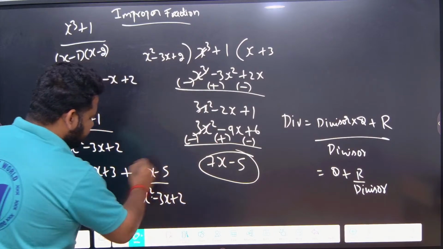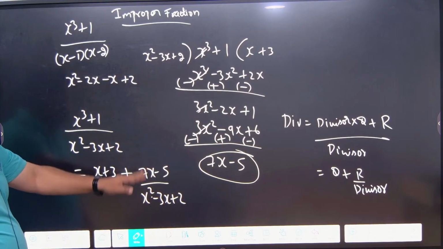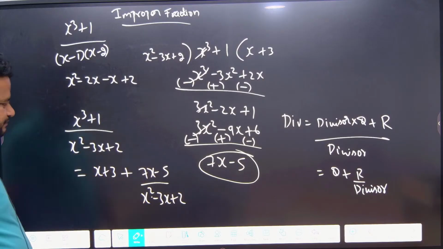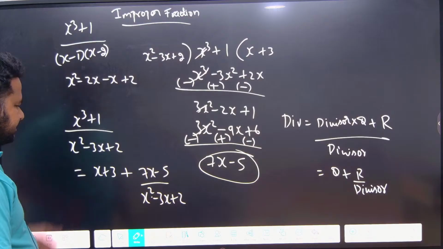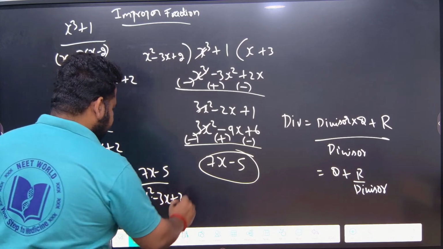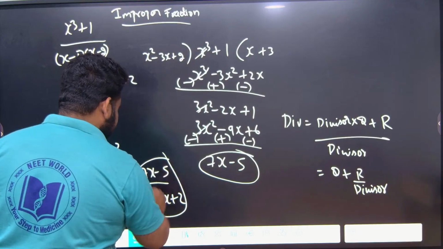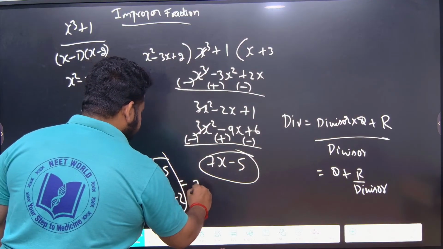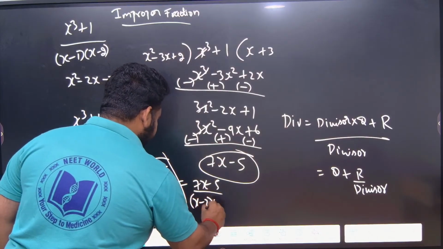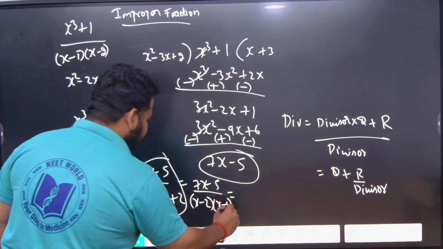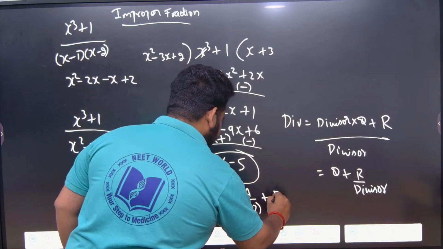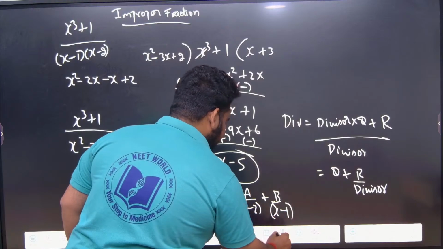So for this you will apply the partial fraction. Now this is a proper fraction, and if you solve it, you will get the answer. X square minus 3x plus 2 can be written as x minus 2 into x minus 1. So 7x minus 5 by x minus 2, x minus 1 will become A by x minus 2 plus B by x minus 1.